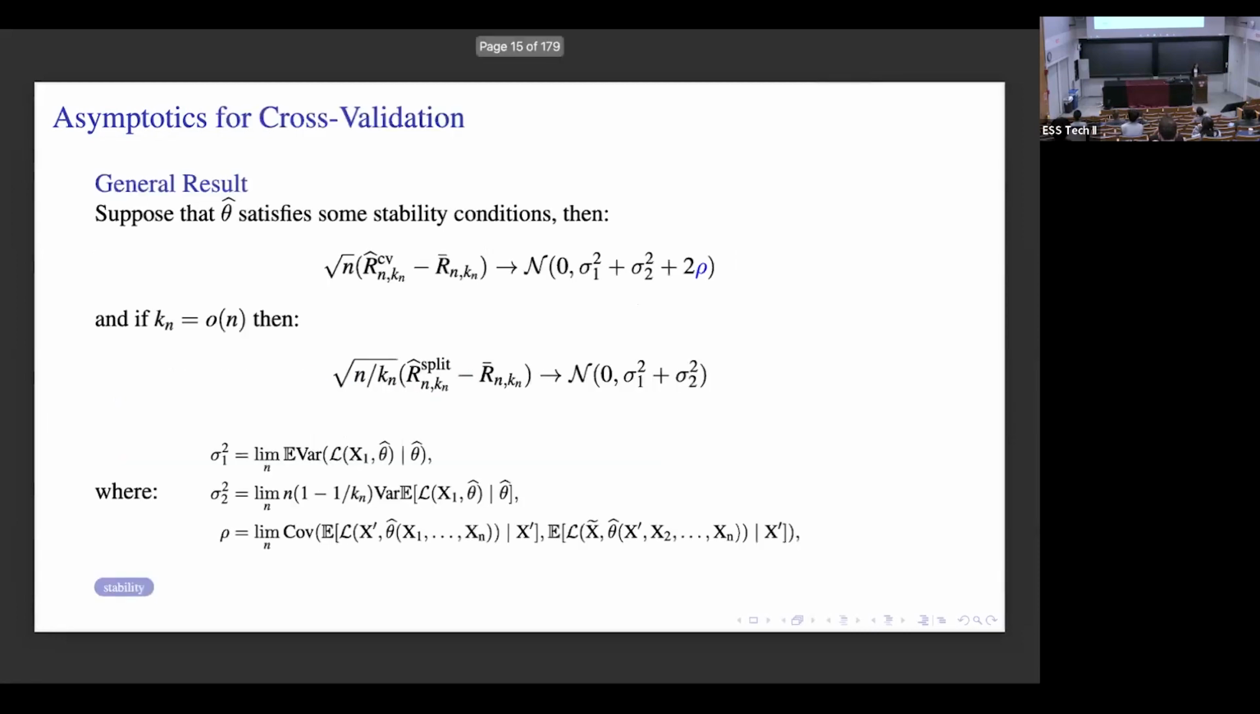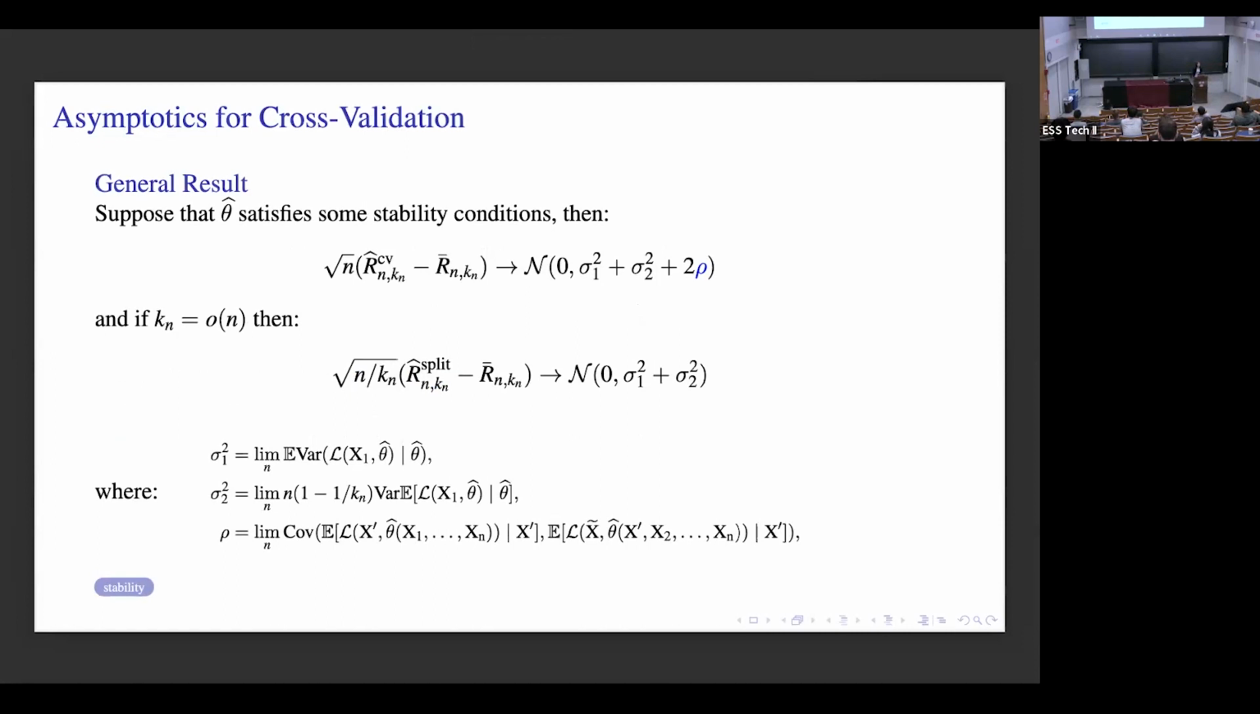So what can I tell you? I can tell you that under general conditions, the k-fold cross-validated risk converges at the speed of 1 divided by square root of n, is asymptotically normal, and I know what the asymptotic variance is. Please note that this holds no matter what my choice of number of folds is. So this holds for two-fold cross-validation as well as for leave-one-out cross-validation.